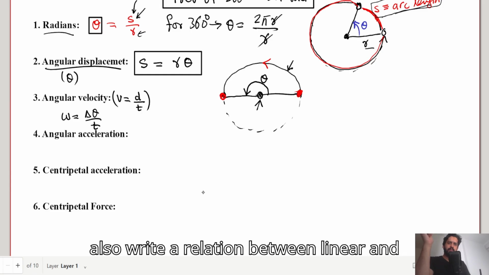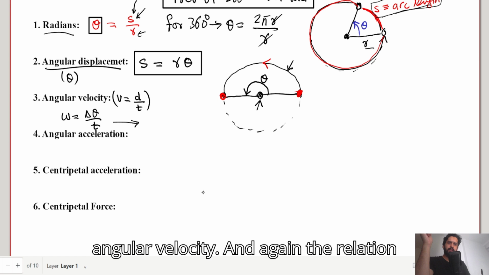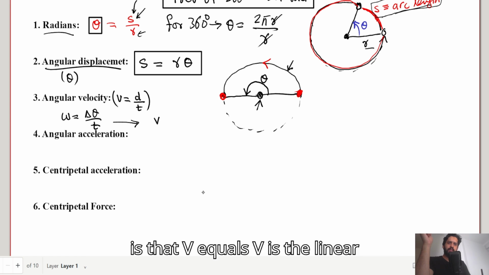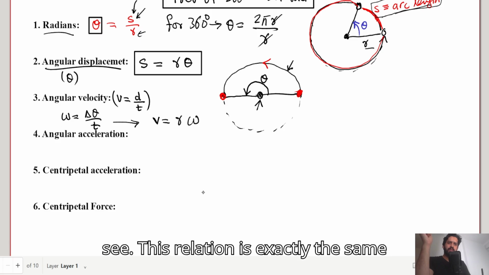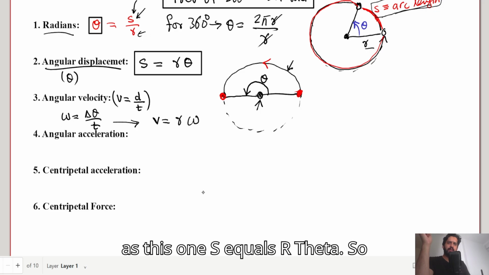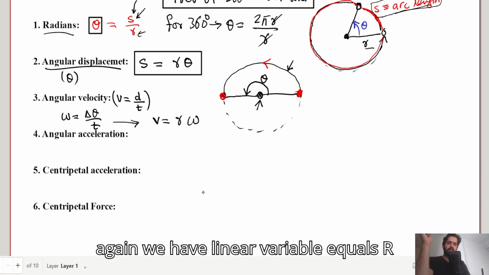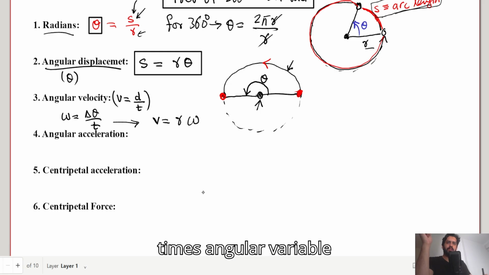And you can also write a relation between linear and angular velocity. Again, the relation is that v, the linear velocity, equals r times omega. You see, this relation is exactly the same as this one, s equals r theta. So again, we have linear variable equals r times angular variable.